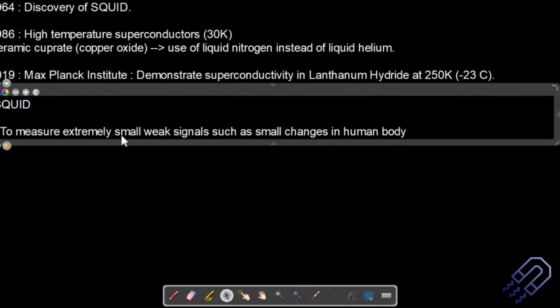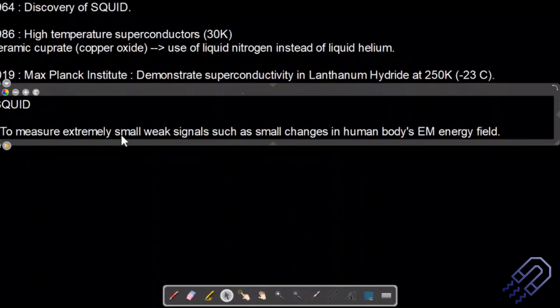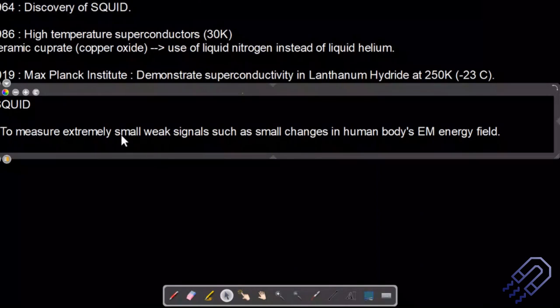So these changes in the human body's electromagnetic energy field can be detected, and I think you can straight away guess that this will definitely have some medical application. It's actually used also. If you are going to have any kind of heart disease, and you can measure the change in the signal, the slightest irregularities in your heartbeat can be measured, and such techniques can be used. It has such applications.